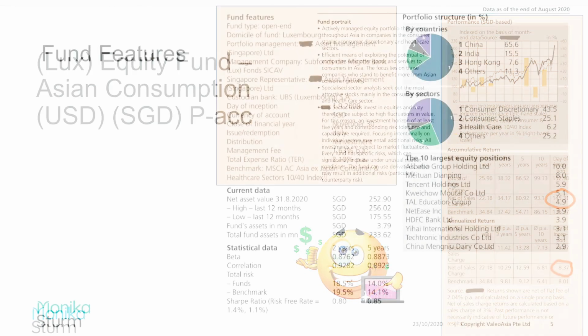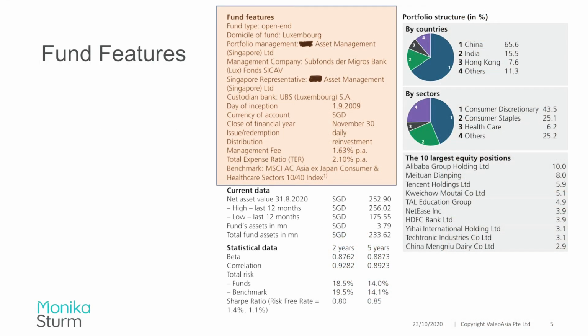Now let's look at the fund features, that is, which elements characterize the fund. The fund is open-ended. It means it is a diversified portfolio of pooled investor money which can issue an unlimited number of shares. What is important for you here? The shares of the fund are priced daily and can be bought and sold daily.